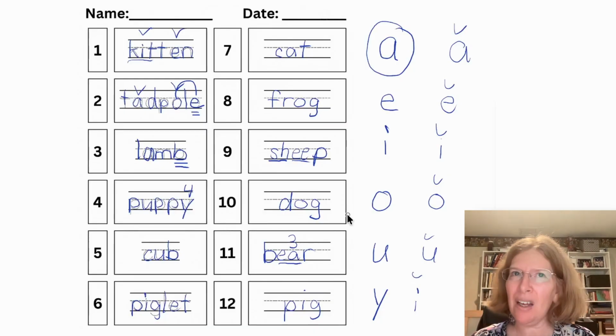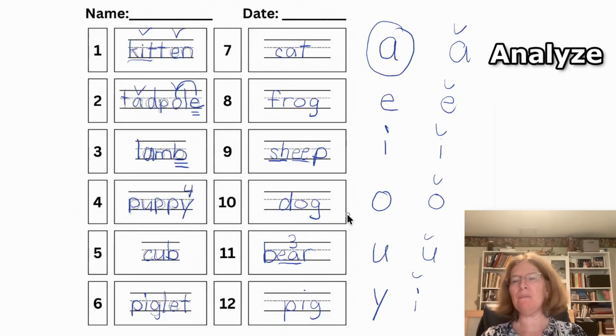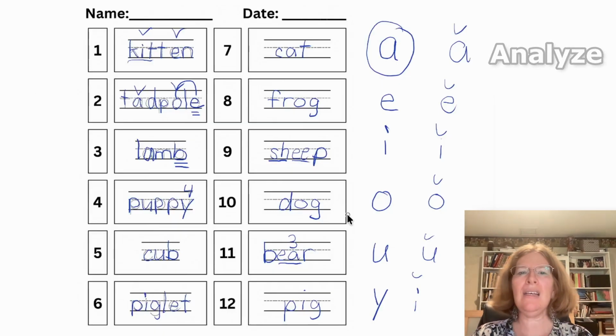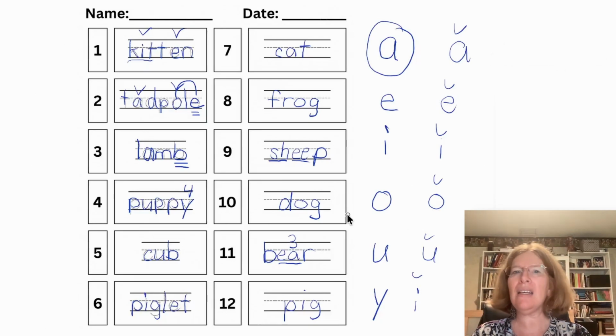So we're analyzing the words while playing a game. Analyze the words. Why is that letter making the sound it's making? Because guess what? These are the patterns of the English language. Let's try the E. Can you find the E in the words? And they're going to mark kitten and tadpole and sheep and piglet.